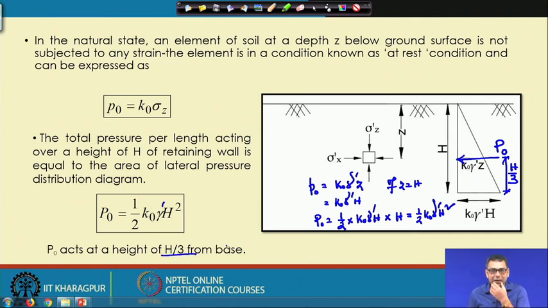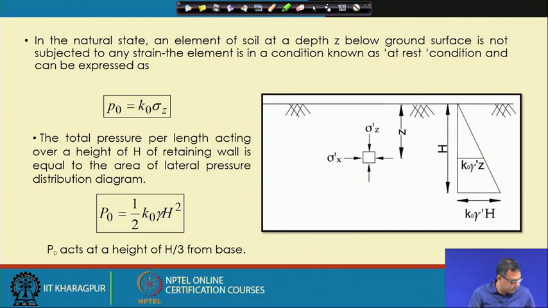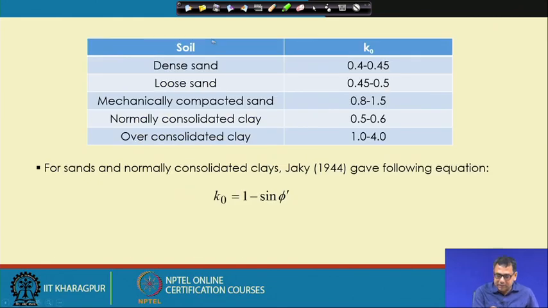This way we can calculate the earth pressure and the earth force due to the lateral earth pressure at rest condition. These are some k 0 values: for dense sand 0.4 to 0.45, loose sand 0.45 to 0.5, mechanically compacted sand 0.8 to 1.5, normally consolidated clay 0.5 to 0.6, and over consolidated clay 1 to 4.